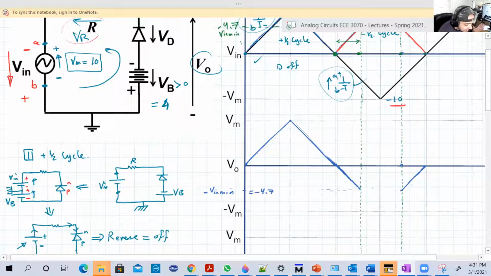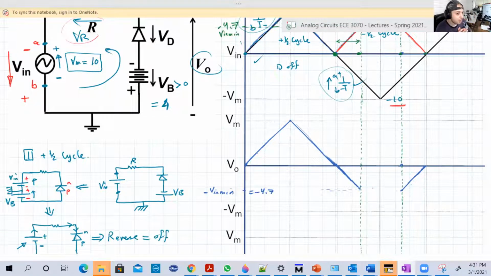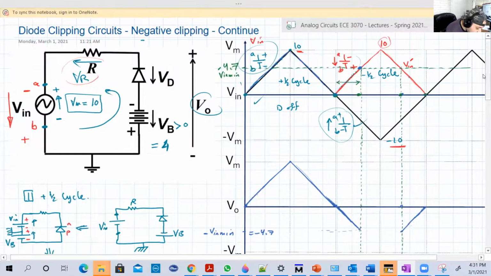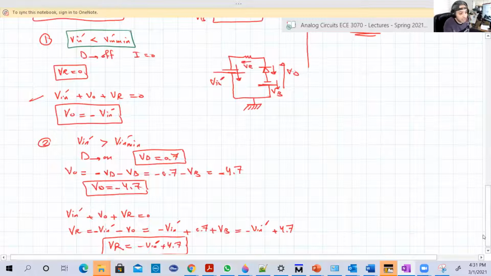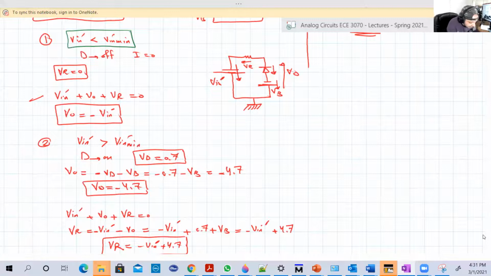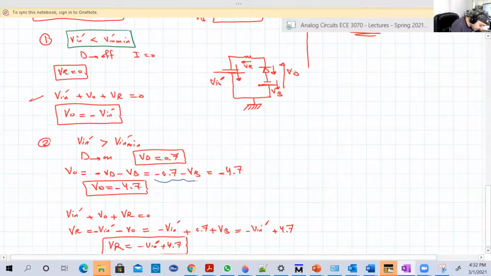So this is basically the output when the input dash is less than the input dash minimum. Now, how about the other half, the period in which the input dash is greater than the input dash minimum? In that case, the output will be constant, minus 4.7, which is minus the input dash minimum.